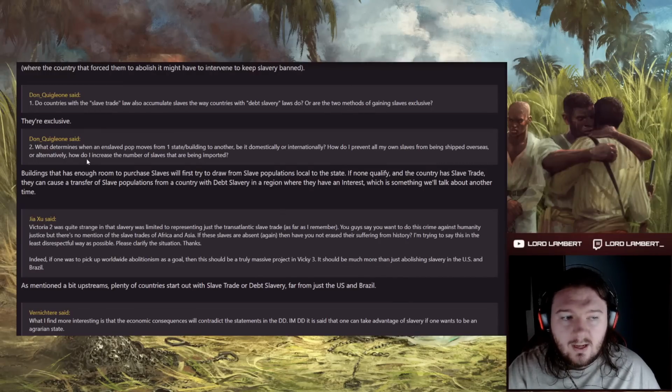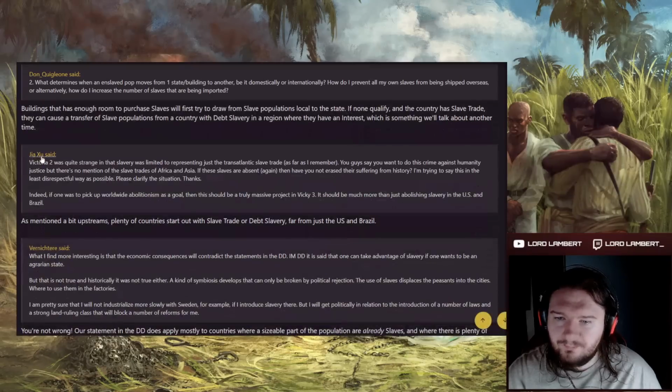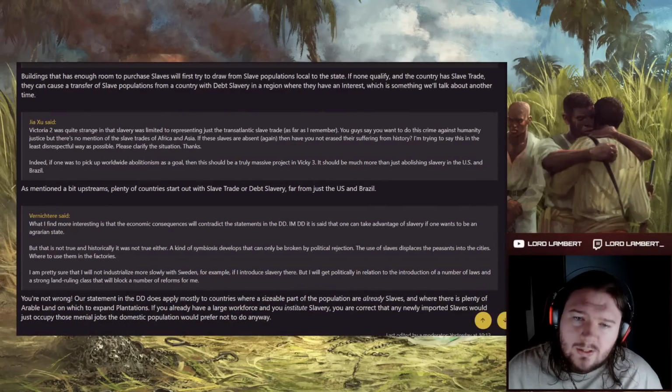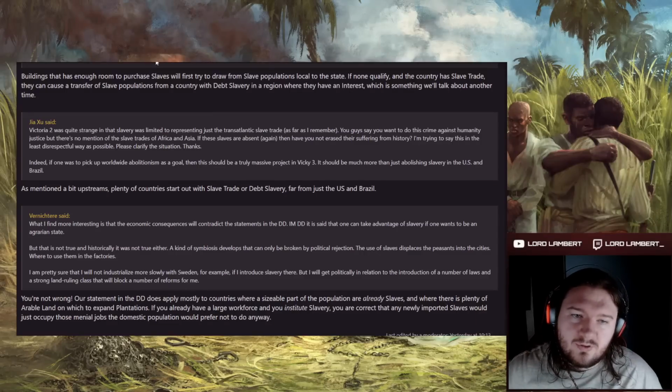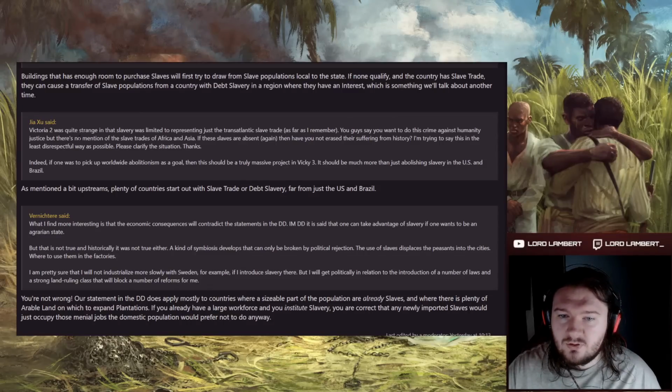If none qualify and the country has slave trade, they can cause a transfer of slave populations from a country with debt slavery in a region where they have an interest, which is something we'll talk about another time. Vicky 2 was quite strange in that slavery was limited to representing just the transatlantic slave trade, as far as I remember. You guys say you want to do this crime against humanity justice, but there's no mention of the slave trades of Africa and Asia.